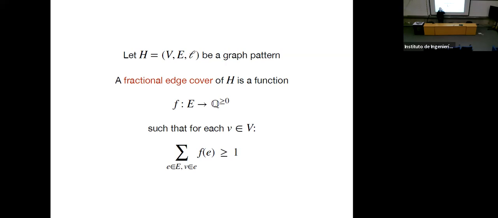So we're saying that each vertex is covered in the sense that the sum of the edges that touch this vertex, their fractional values sum up to at least one. So what is a relaxation of edge cover? In edge cover, we assume this function to be either 0 or 1 in its value. And we want each vertex to be touched by at least some edge that has value 1.